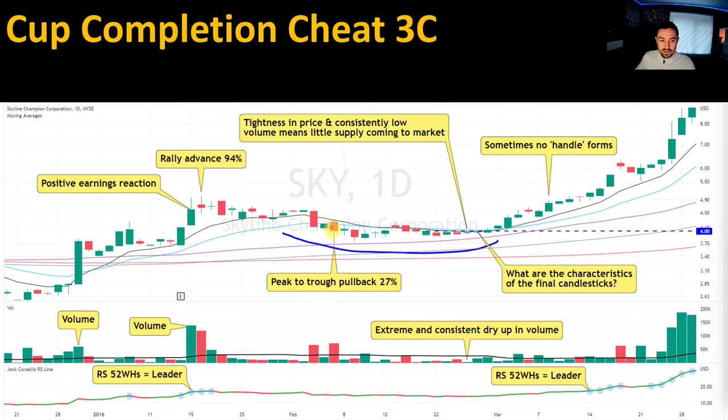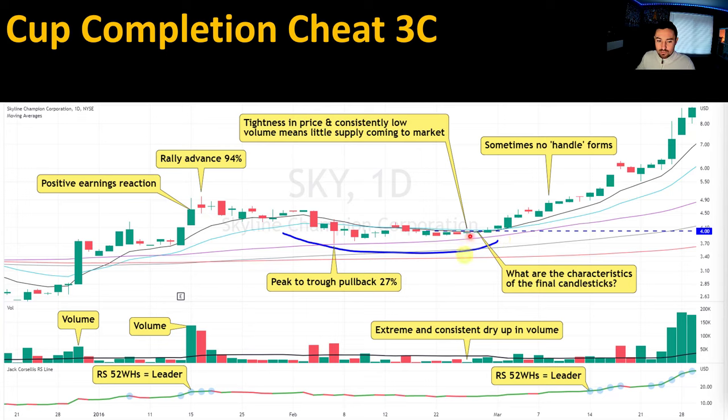And then see how price respects the 50 here. This shakeout demand tail onto the 50. Then we bounce, put in this higher low, and then look at this here, okay? Look at the tightness in price and consistently low volume. And what does that mean? It means there's very little supply coming to the market. Look how the volume dries up.